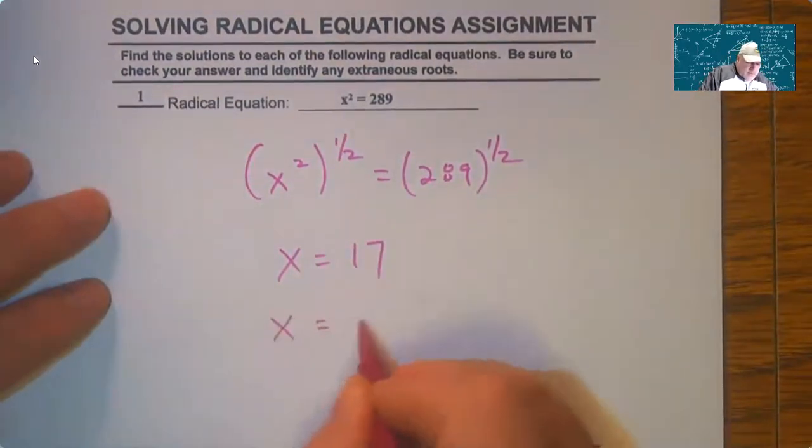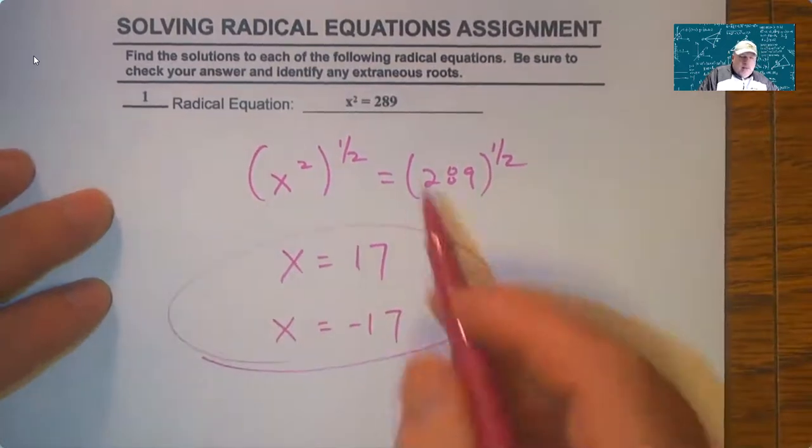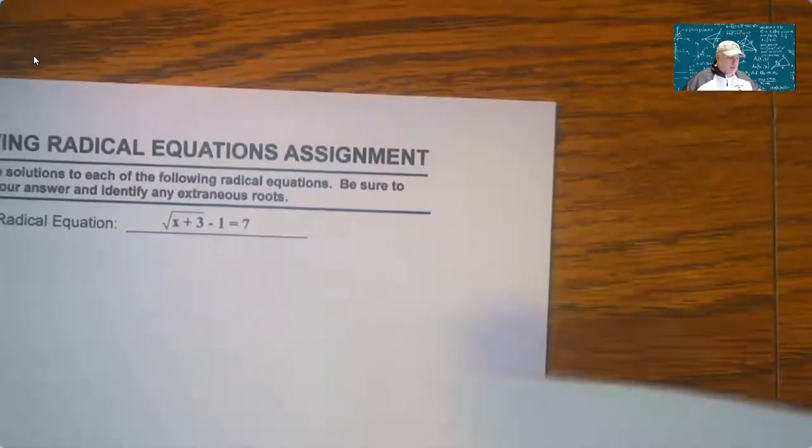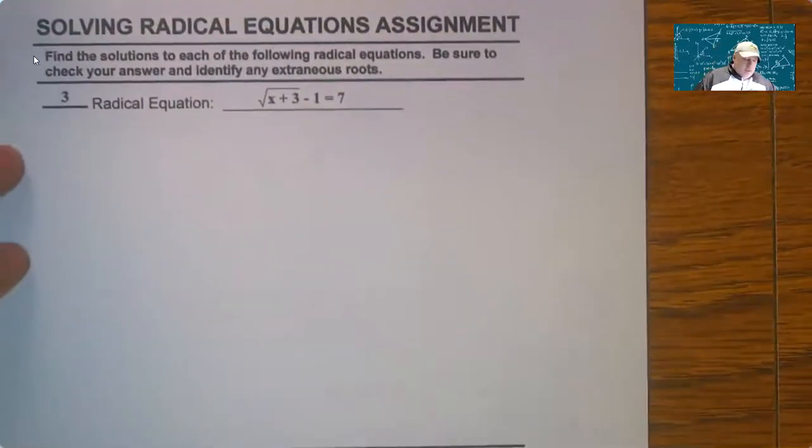Also negative 17 works. The way you can think about that, when you square root both sides, it's positive and a negative. So 17 squared is 289. Negative 17 squared is also 289. So when that numerator is even, that's when you have to worry there.